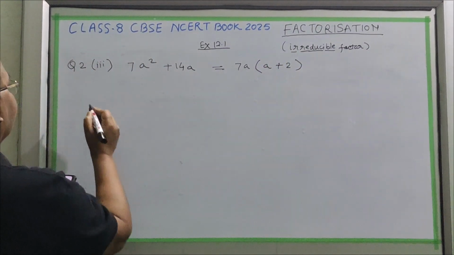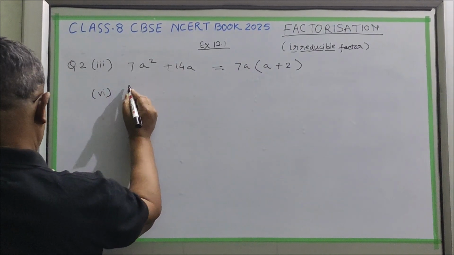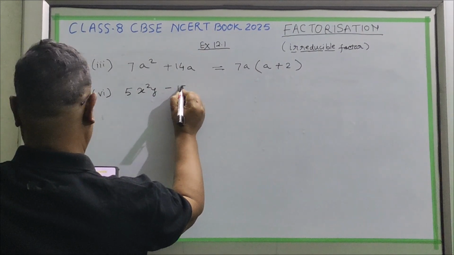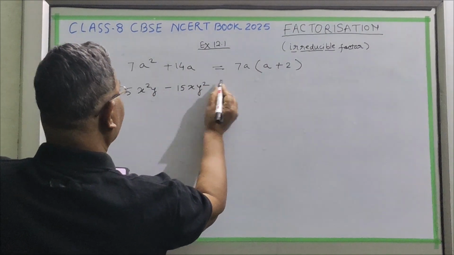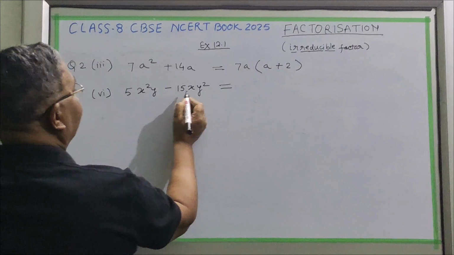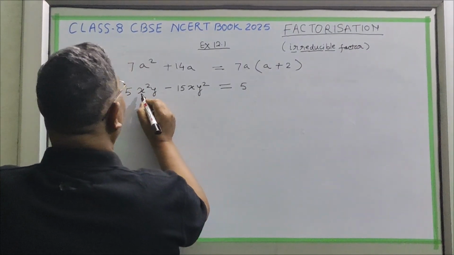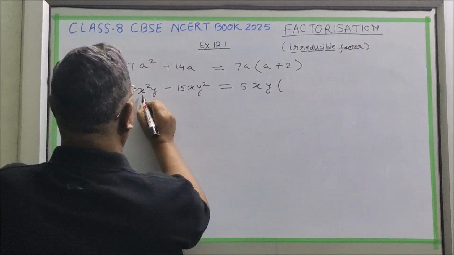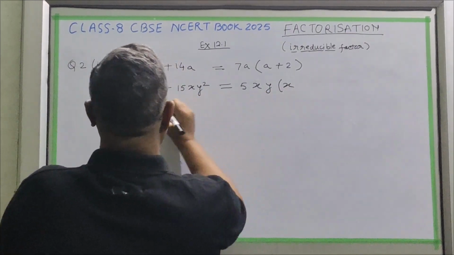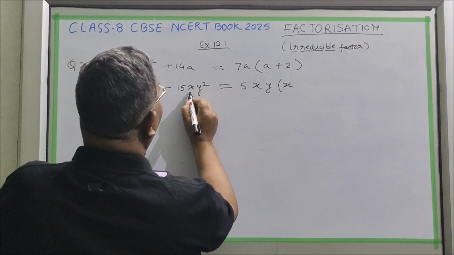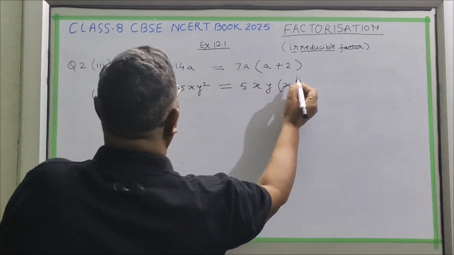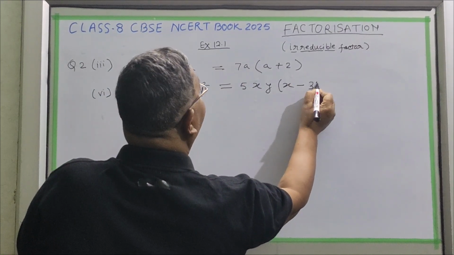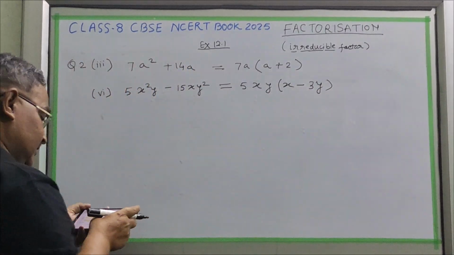Then the sixth question: 5x2y minus 15xy2. Here 5 is common, we take it out, then x is common, and y we take out. Inside, x will remain here, and here xy, so y will remain, minus 3, since 5 divided by 15 is 3. So your answer will be this one.